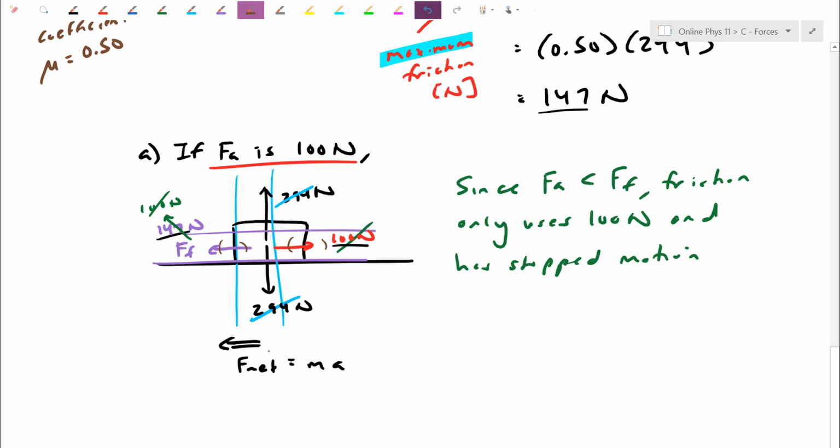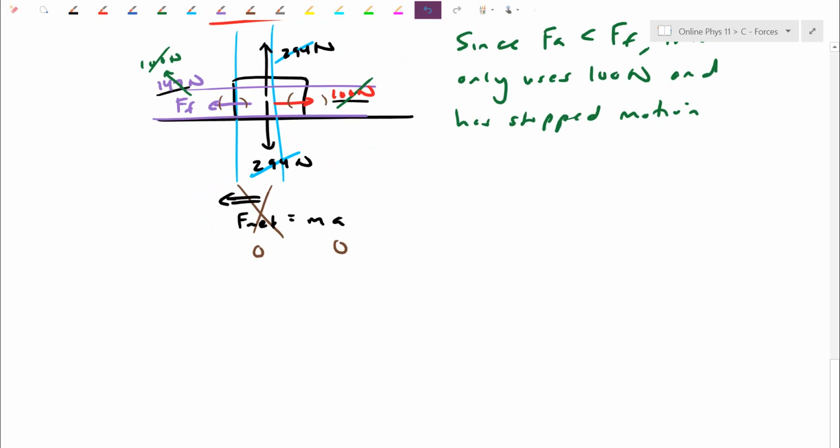All right? So in this case, because friction doesn't need to go all out against you, it's just 100 newtons, it just cancels the net force. It makes the net force 0. When we have a net force of 0, it means there's no net acceleration. The object just continues doing what it's doing. Just a little bit of detail here.